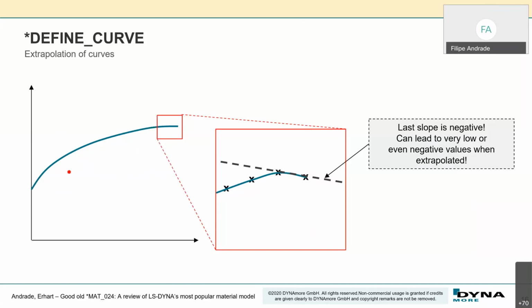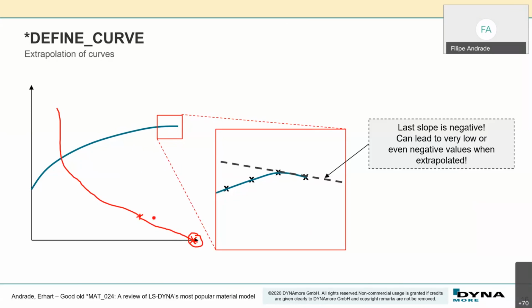They have a curve like this, and it just stops like this. And suddenly they have a strain rate which is much higher than the one that they predicted, and they have something like this. And then you have a sudden failure in your model, and you don't know why. It's just because of that extrapolation. So these are things that you have to take care of a little bit.